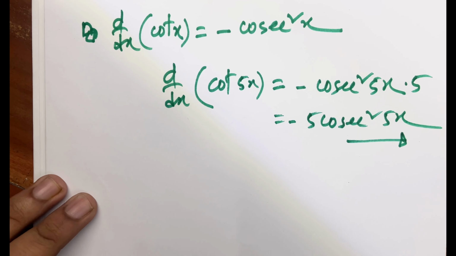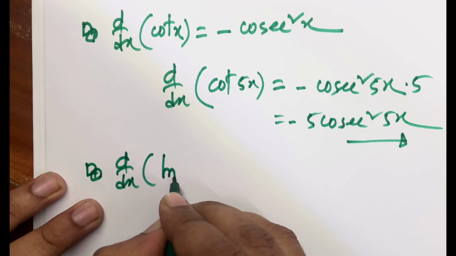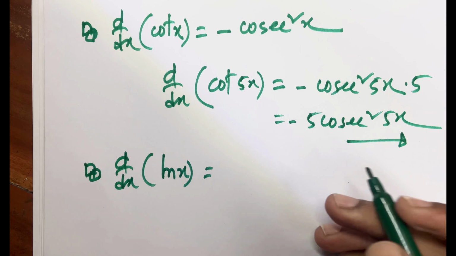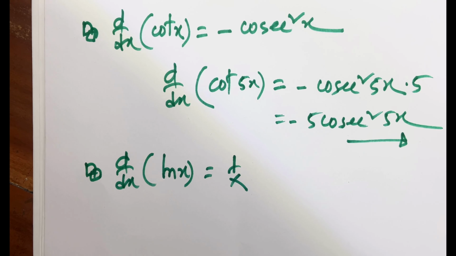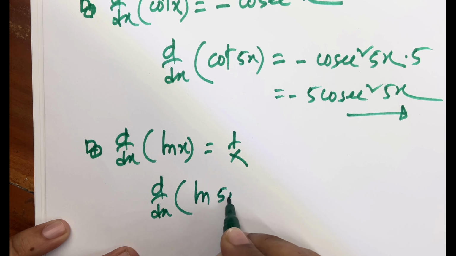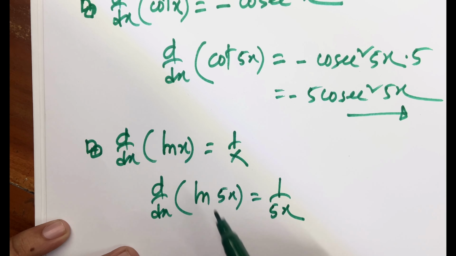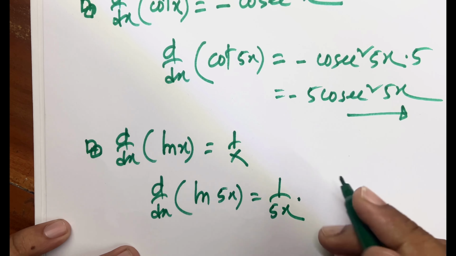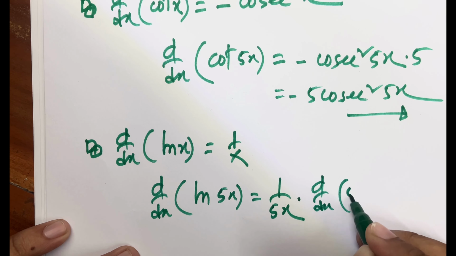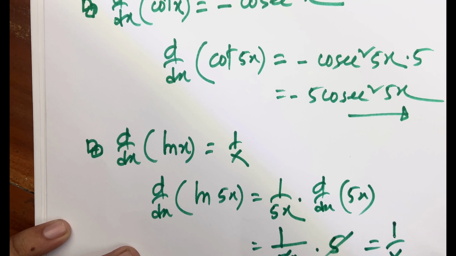Now d/dx of ln x. d/dx of ln x is equal to 1 by x. Now d/dx of ln 5x, you can say easily 1 by 5x. We know that the derivative of ln x is 1 by x, so that's why ln 5x gives 1 by 5x. And again d/dx of 5x is 5, so this time you can say easily 1 by 5x dot 5, the 5 cancels, so you can say easily 1 by x.